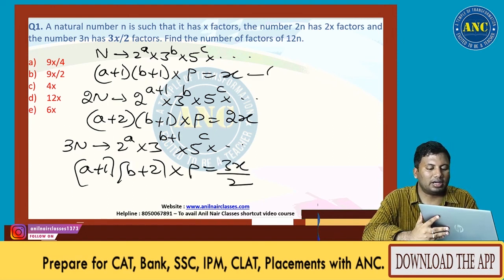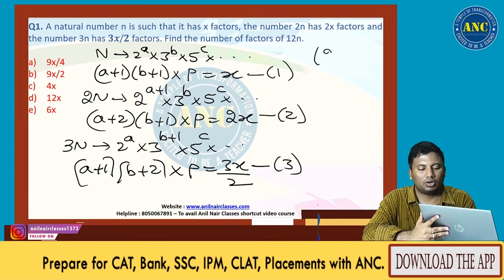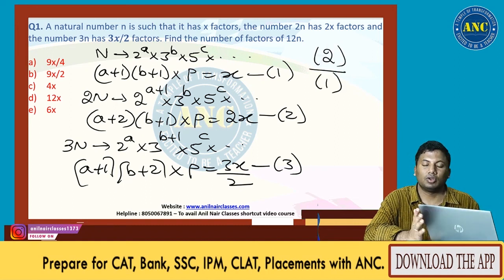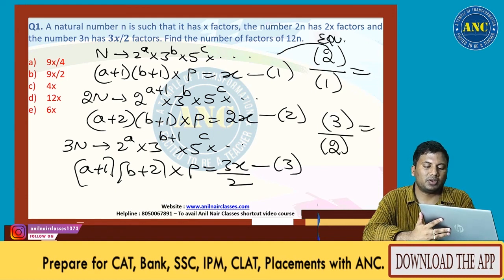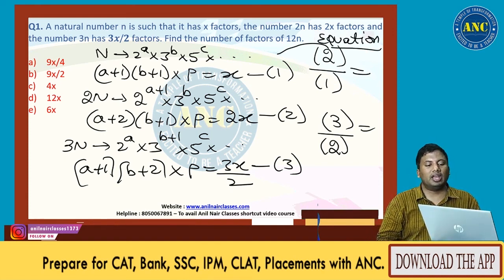If I call these 1, 2 and 3: simply do 2 divided by 1, you will get an equation. Then do 3 divided by 2, you will get an equation. Substitute this equation; whichever satisfies will give you the answer. You will get a relationship between a and b. X will get cancelled, 2x by x is 2, and p will get cancelled. You will get the relationship for a and b. Just substitute that relationship and check whether you are getting the answer or not. Similarly, do 3 divided by 2.